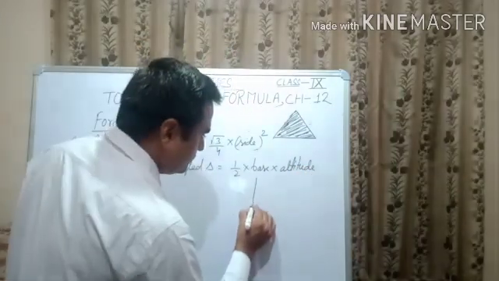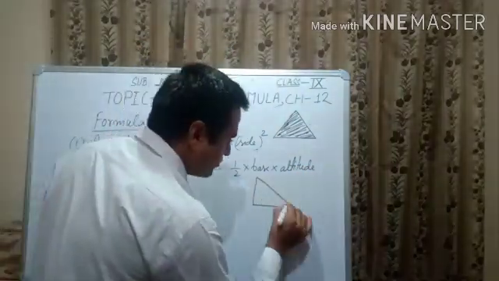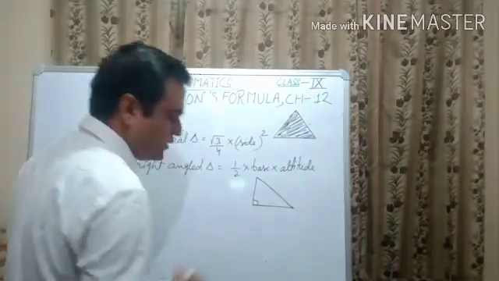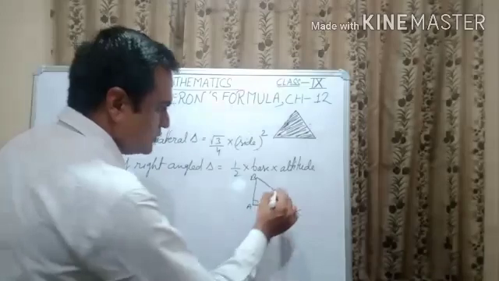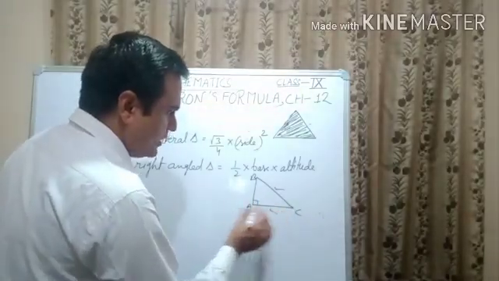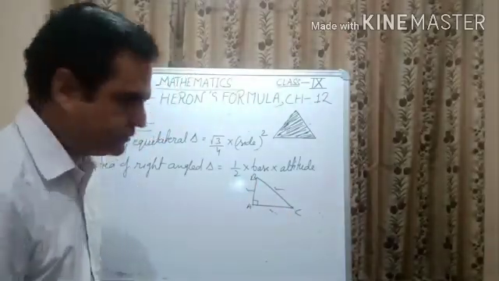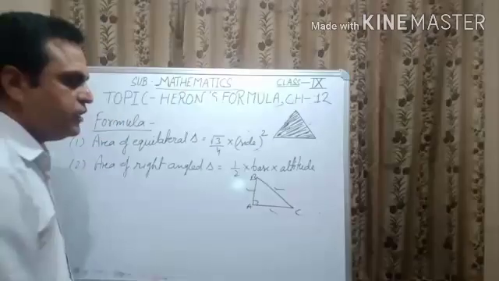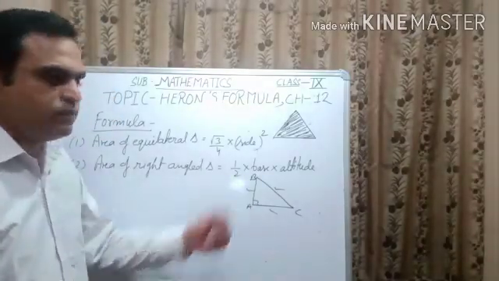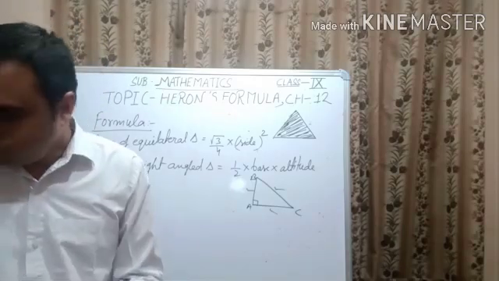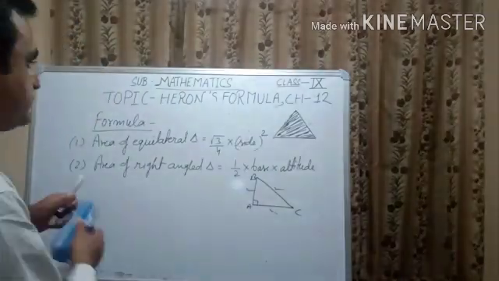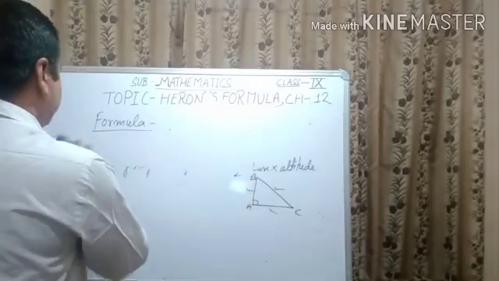I am drawing the figure. This is the right angle triangle A, B, C. This is known as the hypotenuse, and this is known as the base, and this is known as the altitude or height. When we have to find the area of right angle triangle, we have to use the formula 1 upon 2 into base into altitude. Now we are using the formula, Heron's formula.